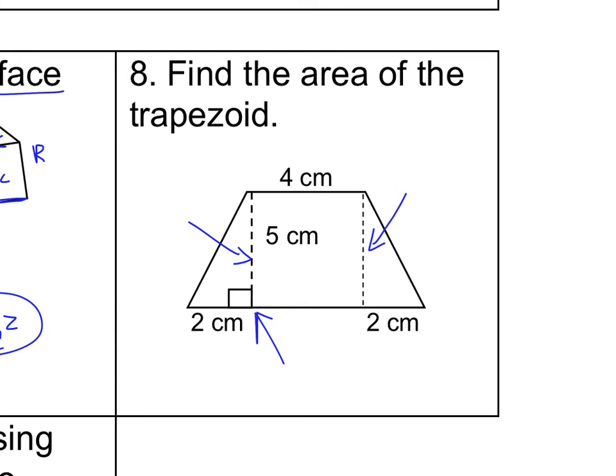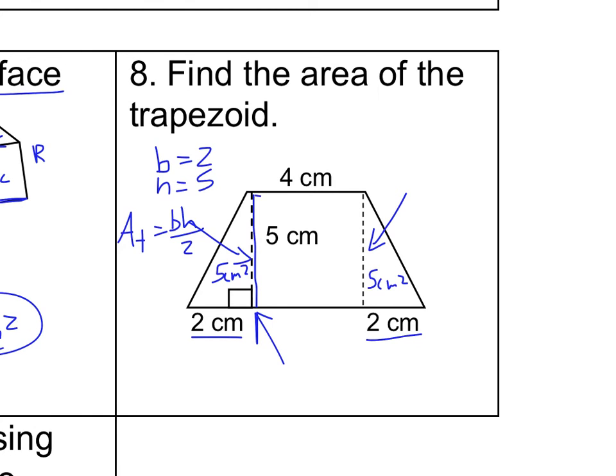So since these are 2 and the height is 5, we have 2 triangles that have a base of 2 and a height of 5. Now remember, triangle area is base times height divided by 2. So we're going to have 10 divided by 2, which is 5 centimeters squared for both of those.